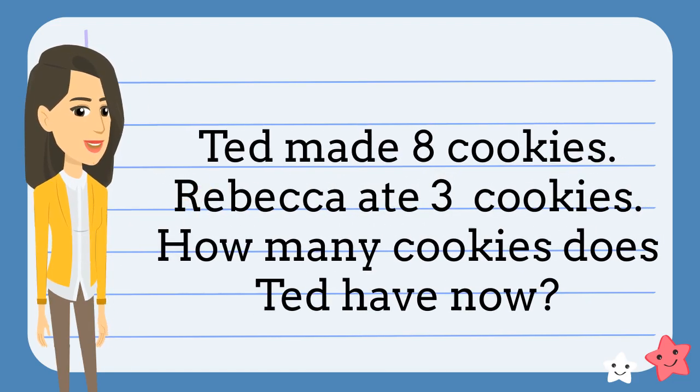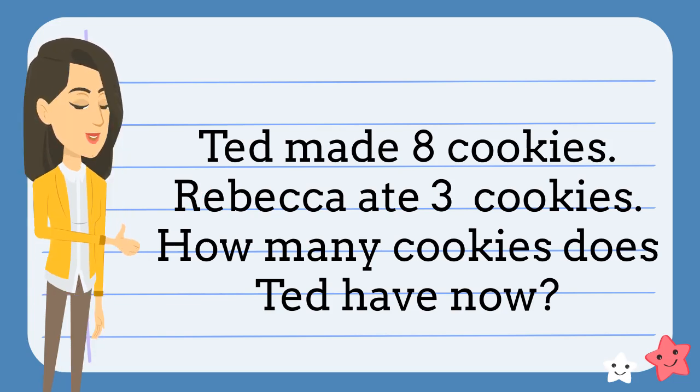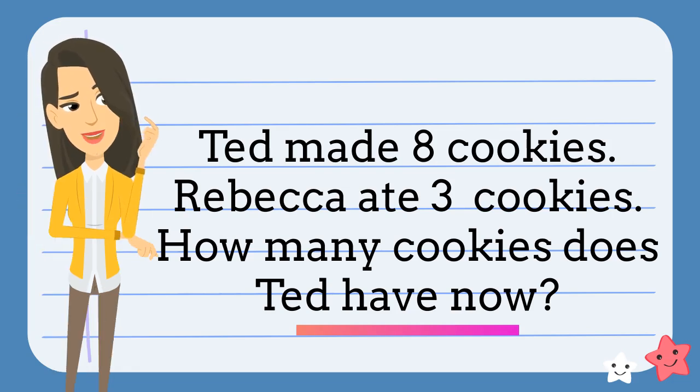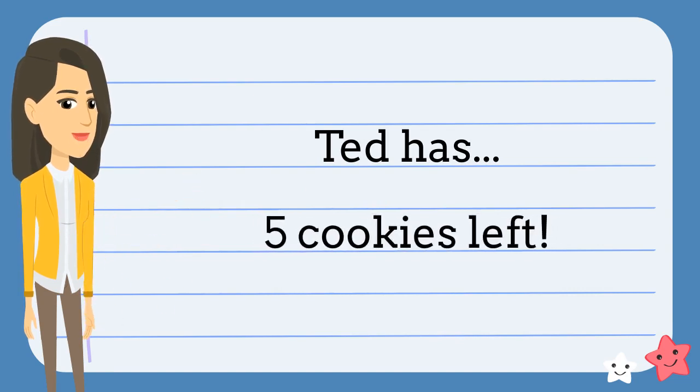Ted made 8 cookies. Rebecca ate 3 cookies. How many cookies did Ted have left? What new information do we have now? You're right. We need to know how many cookies Ted had left after Rebecca ate 3. "Have left" means that we need to subtract. So, how many cookies did Ted have left? What do you think? You're right. He had 5 cookies left.